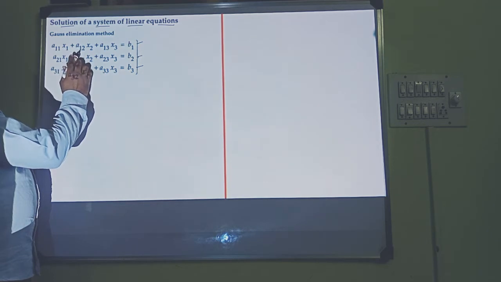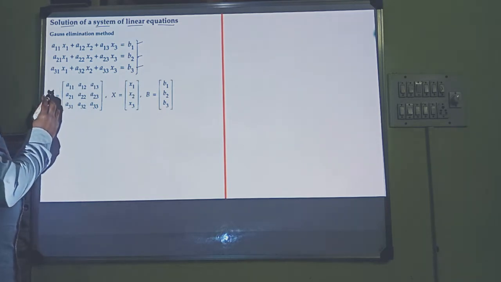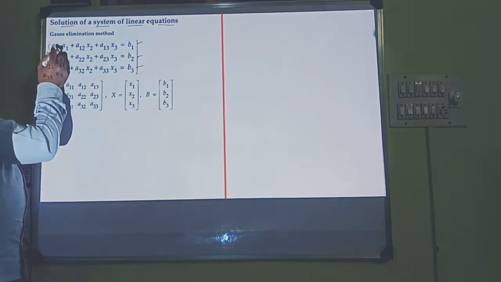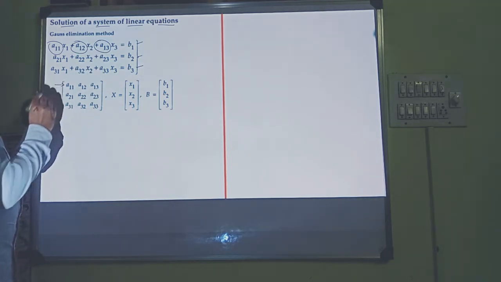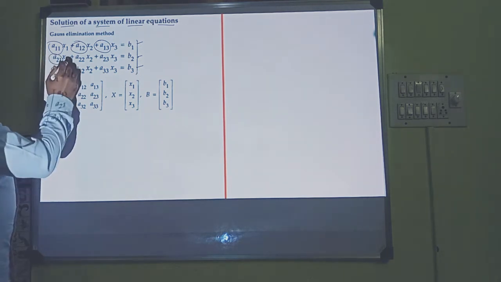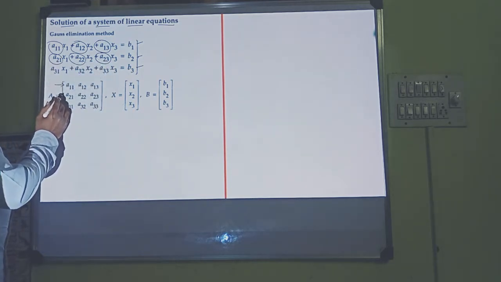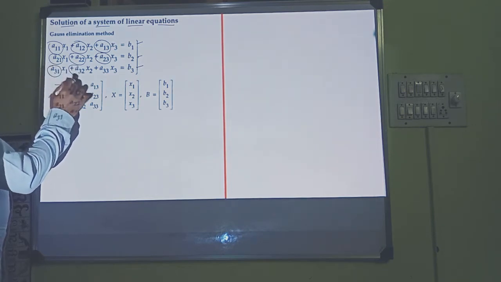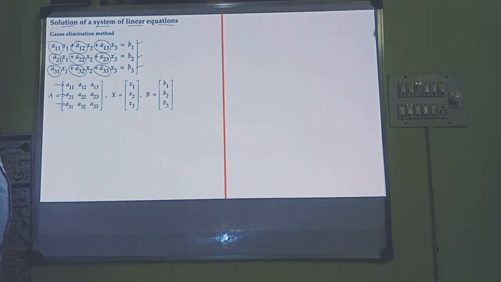a11 x1 plus a12 x2 and so on. First step is take out the coefficient matrix as A. Collect the coefficients of x1, x2 and x3 and write in the first row, and collect the coefficients of x1, x2 and x3 from the second equation and write in the second row, and collect the coefficients from the third equation and write in the third row.